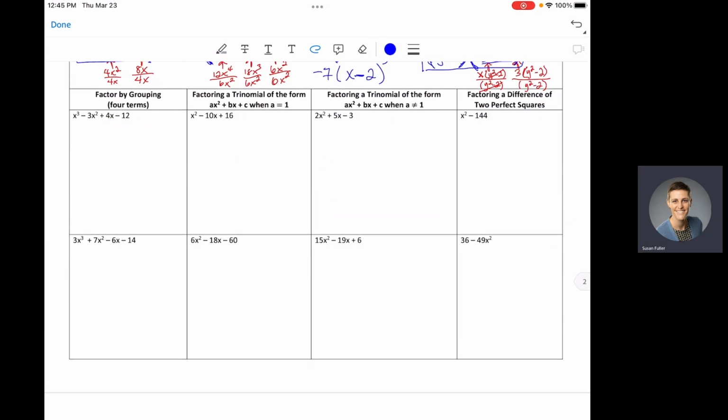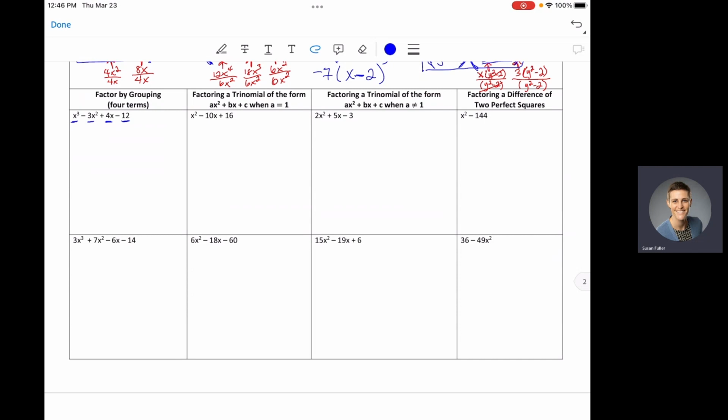So factor by grouping. Again, we use this when we have 4 terms. And here we've got 1, 2, 3, 4 terms. A term is a piece connected by addition or subtraction. So because these are all connected by addition or subtraction, they're terms. We've got 4 terms here, so we know that factoring by grouping is how we want to tackle this.